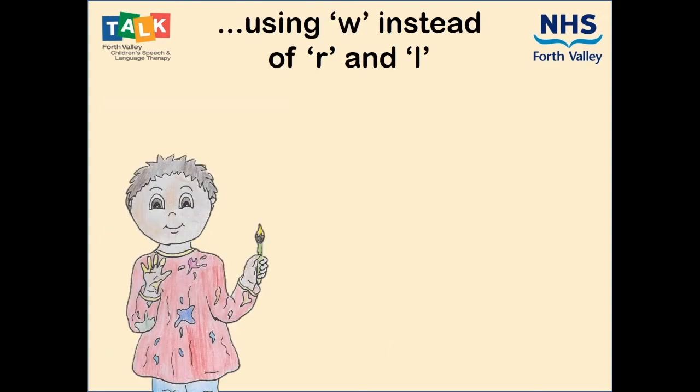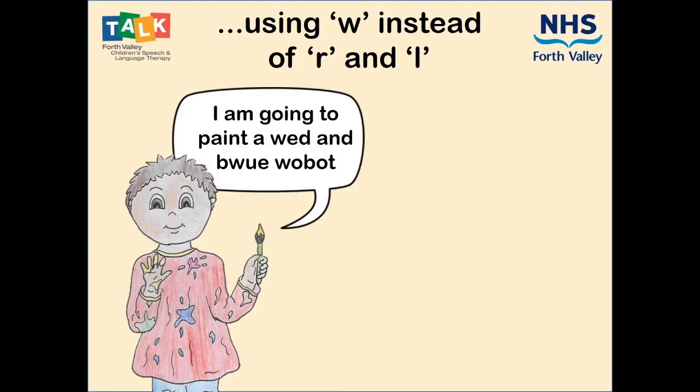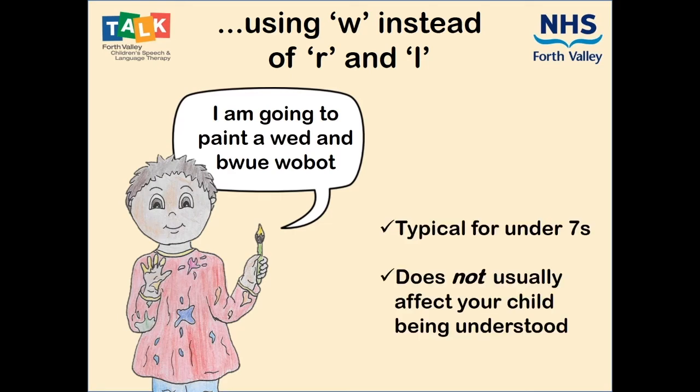Another common pattern is using a W sound instead of an R or L. "I am going to paint a red and blue robot." This pattern is commonly seen in the under sevens, and as you can see, it doesn't usually affect the child making themselves understood. We can still work out that this little boy is painting a red and blue robot.